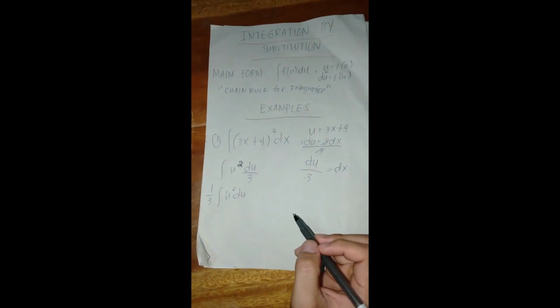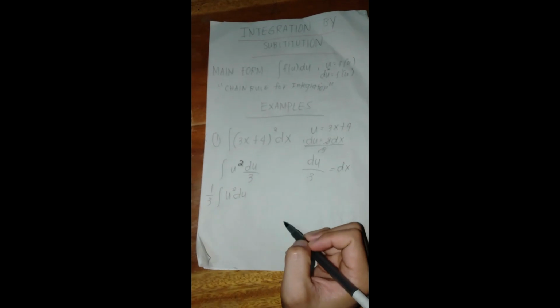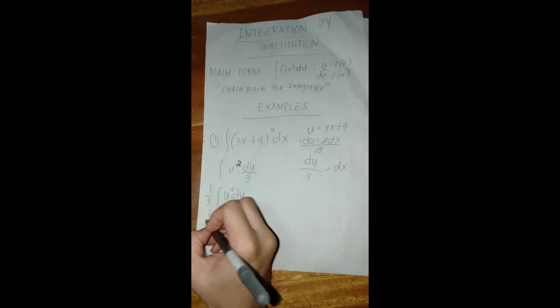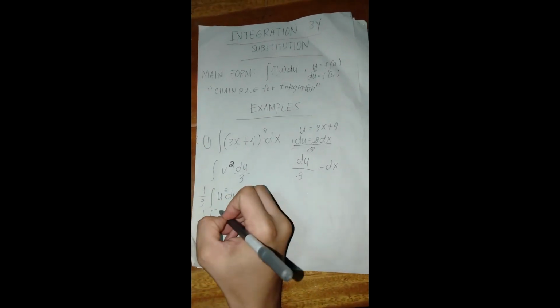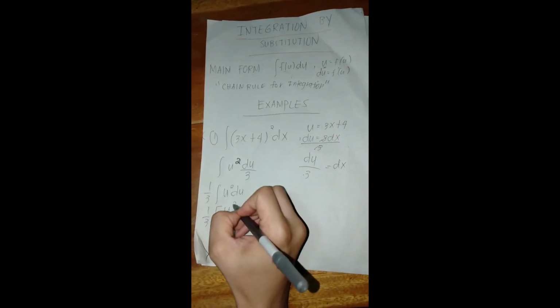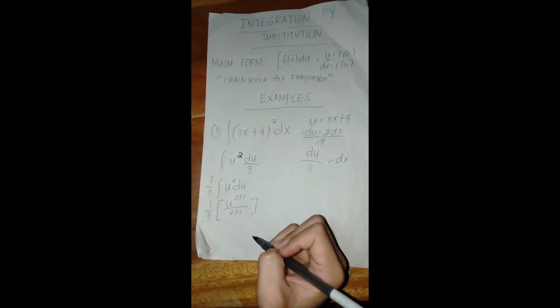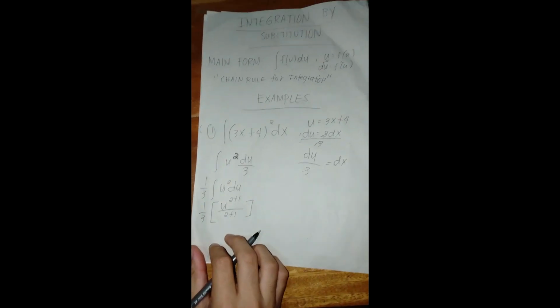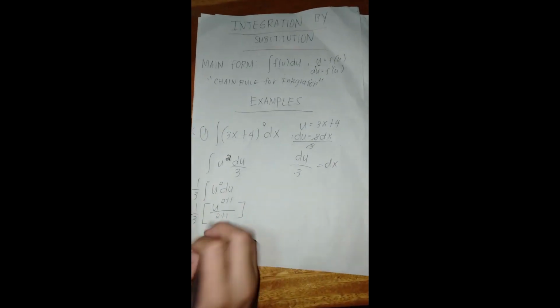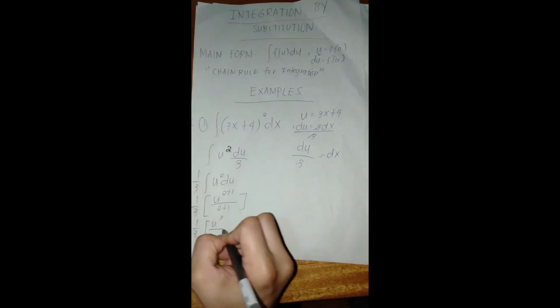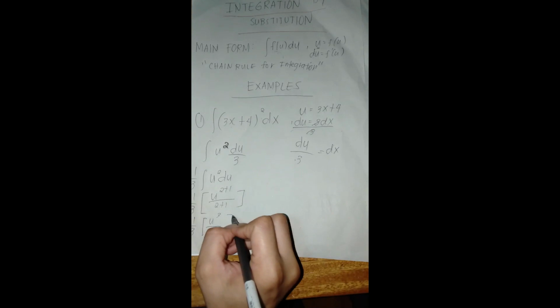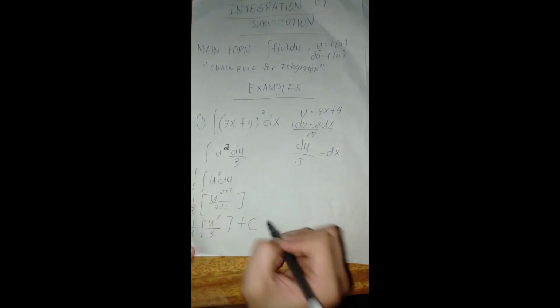So what is this, guys? What do you think? It's just the power formula. So it becomes 1/3, bracket: u to 2 plus 1, then whatever you add to the exponent, you divide by it below. Right? Then apply it: 1/3, bracket, u to the 3 over 2 plus 1, which is 3, plus c. So you can now add the constant of integration.